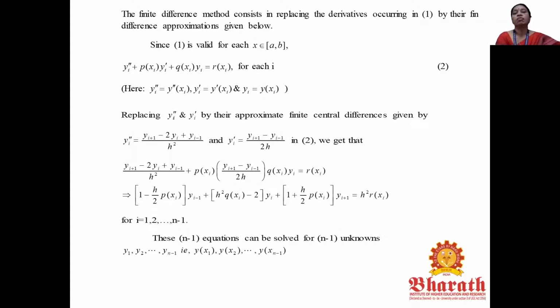Then we are collecting the terms with y_{i+1}, that is (1 + (h/2) p(x_i)) y_{i+1} = h² r(x_i). This h² we are taking to the RHS. So for i equal to 1 to n−1, these n−1 equations can be solved for n−1 unknowns, that are y1, y2, etc., y_{n−1}, as we know the initial value y0. So we are getting the values of y(x1), y(x2), y(x3), etc., y(x_{n−1}).